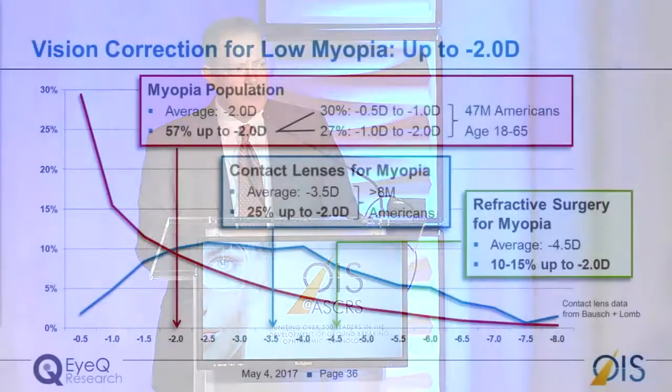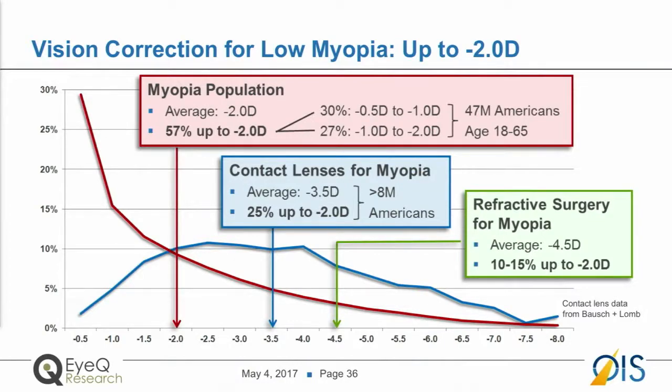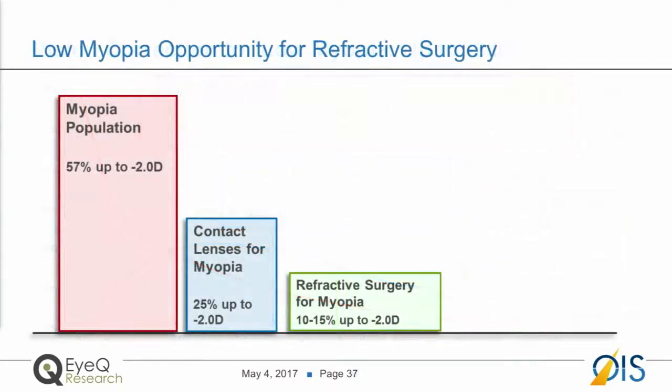Now, refractive surgery is even more underpenetrated within the low myopia group. Based on a number of sources in the literature, it's estimated that about 4.5 diopters is the mean level of correction for laser vision correction, and only about 10 to 15% of LASIK patients and other refractive patients fall into this low myopia category. So what does all this mean with respect to the growth opportunity for refractive surgery?